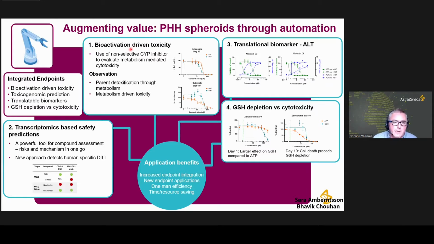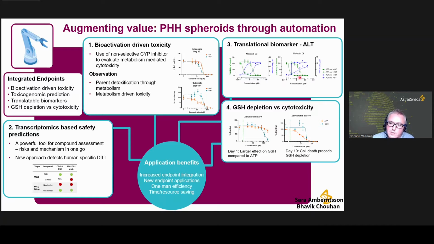Broadly, I'll talk about a few of these different areas. I'll talk a bit about bioactivation-driven toxicity. So we use cytochrome P450 inhibitors to look at whether metabolism affects the health of the cell. We're venturing into transcriptomic-based safety predictions, again using spheroids, but running transcriptomics and then looking at whether the omic profile can give an indication of DILI risk.